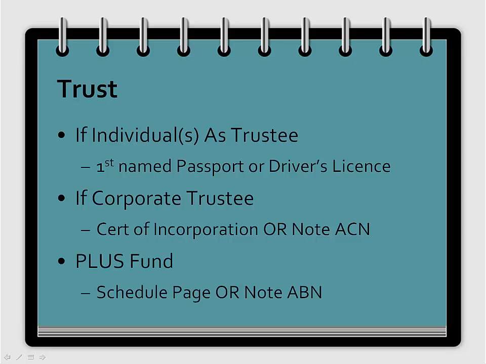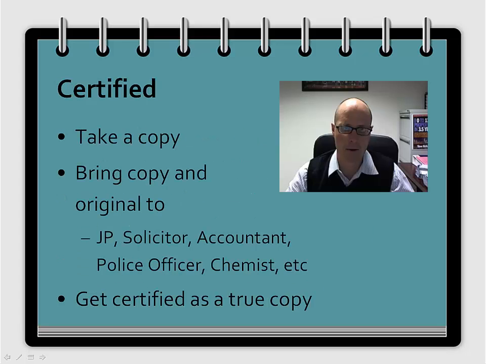Plus, so either if it's an individual or a corporate trustee, plus in regards to the fund, the schedule page of the fund noting down the trustee. Or alternatively, if you note down the ABN of the trust, I'll be able to pull the information that I need off the internet. So the schedule page needs to have the name of the trust and the trustee, or I can grab what I need off the internet if you put down the ABN.